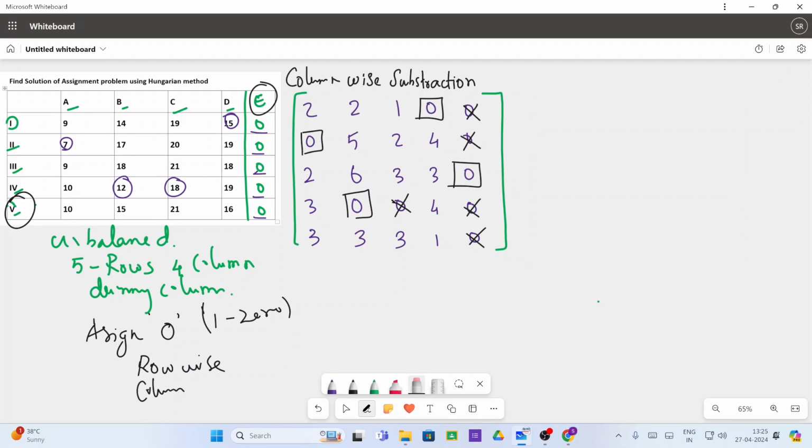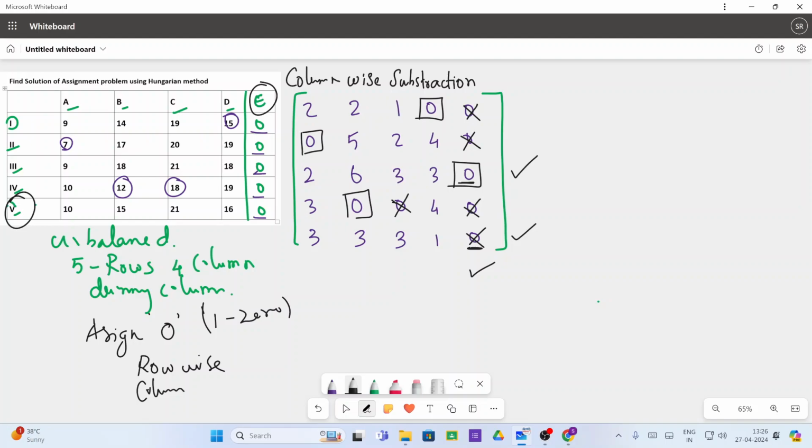When you look at this, the fifth row doesn't have any assignment, so put a tick mark. In that particular row, find the column where you have an unallocated zero. In this row, this zero is unallocated, so put a tick mark on that particular column. After that, in this column you have the allocation here, so put a tick mark on that particular row.